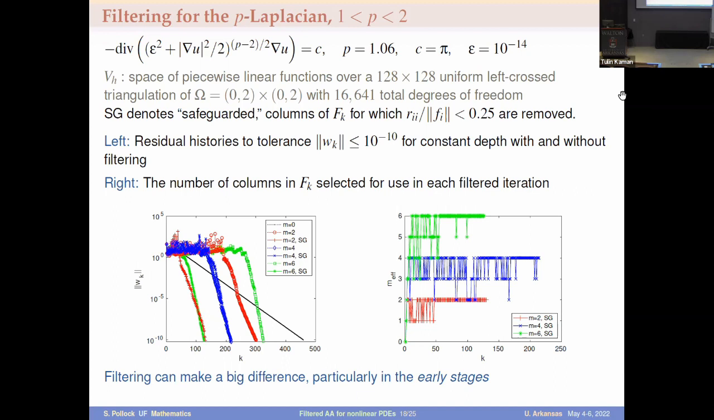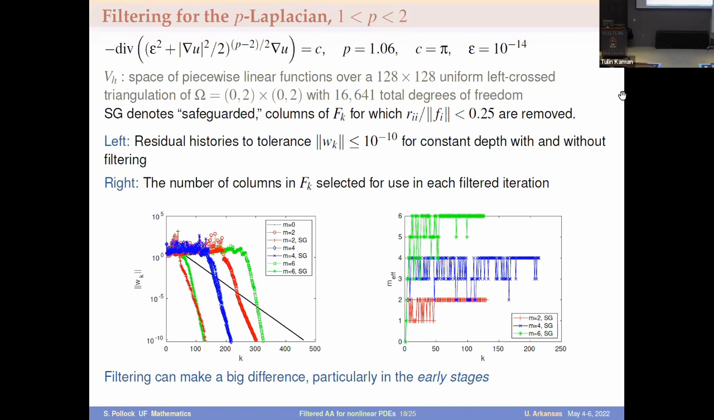So what we see here, here's m equals 0. This iteration isn't totally contractive. It goes up a little at the beginning and then it goes down. For n equals 2 and n equals 6, you see without filtering, it takes more than 300 iterations. With the filtering, it takes a little over 100. N equals 4 is doing something kind of interesting because it looks like it takes about the same number of iterations, either with or without the filtering.